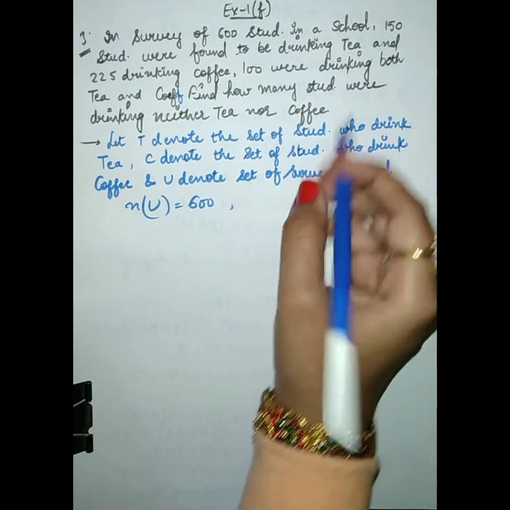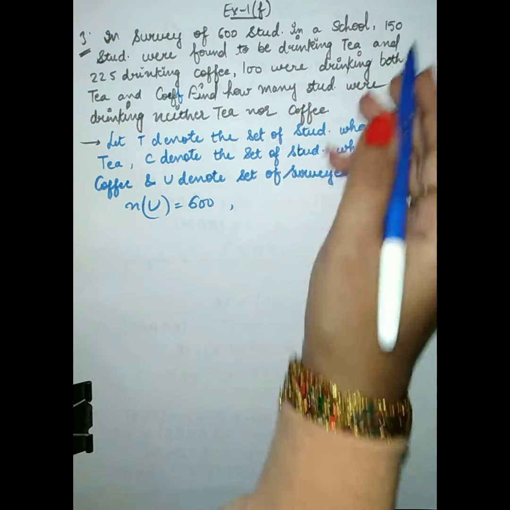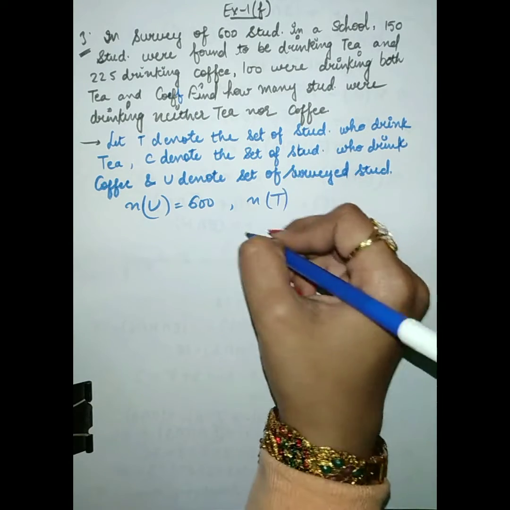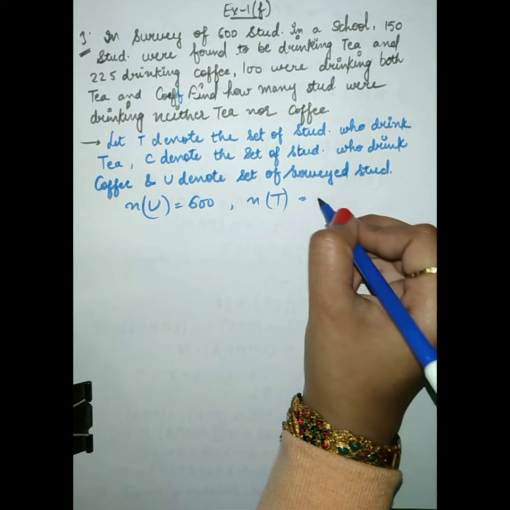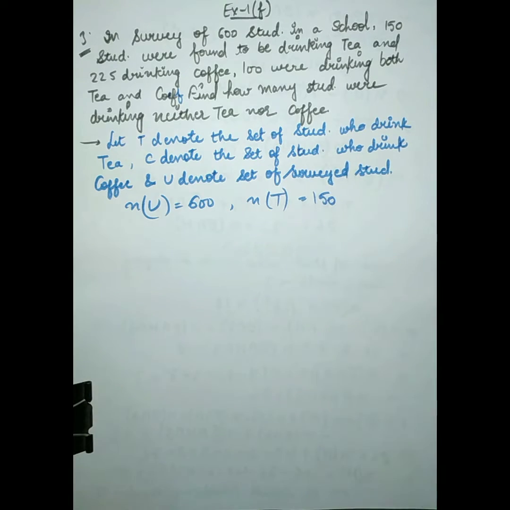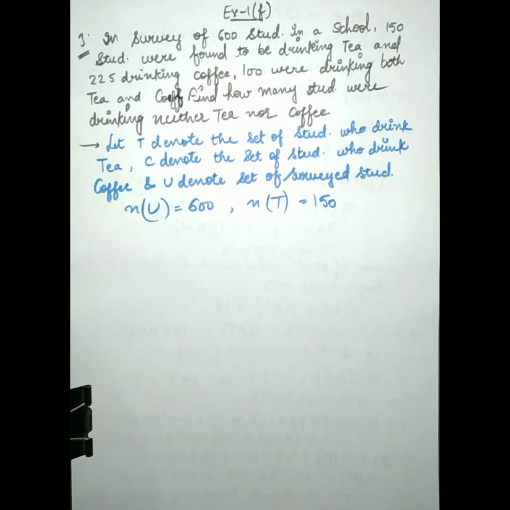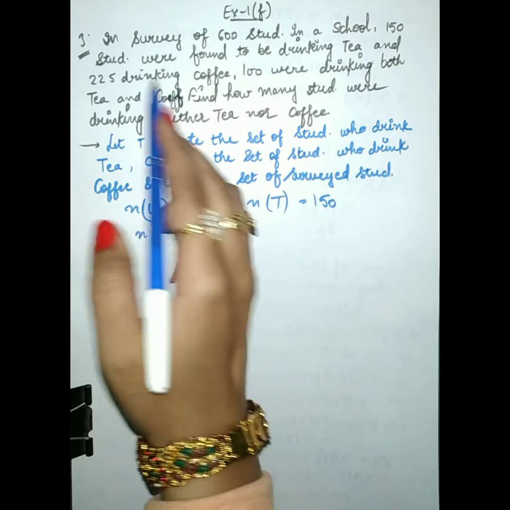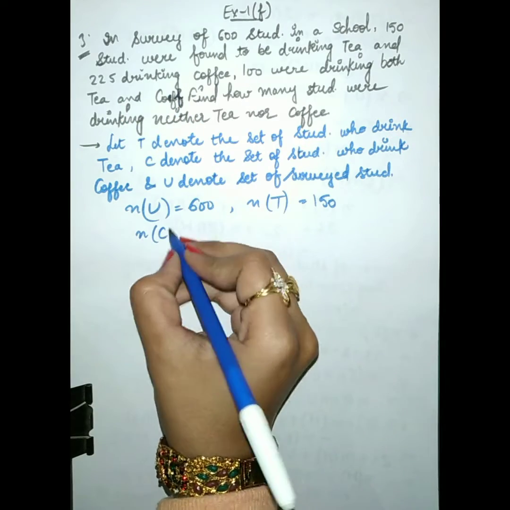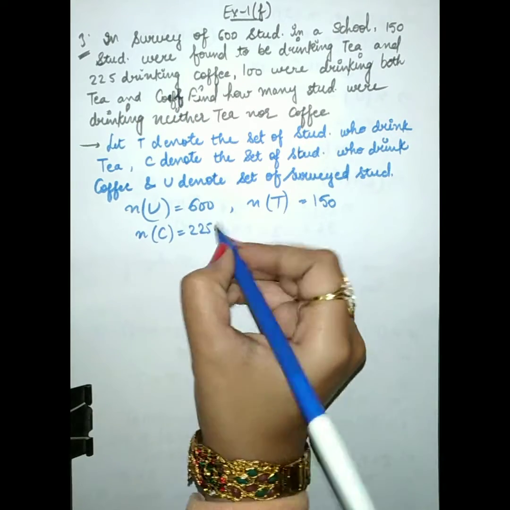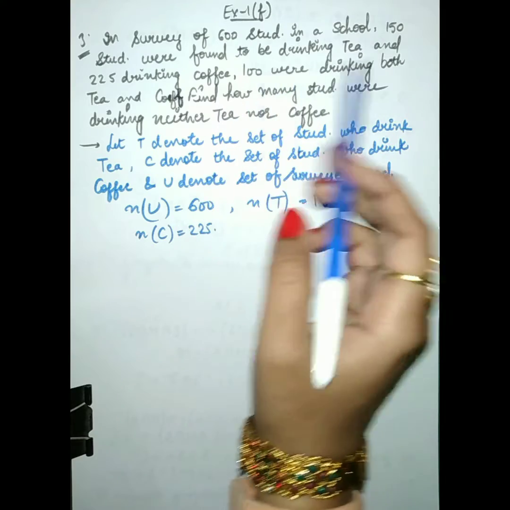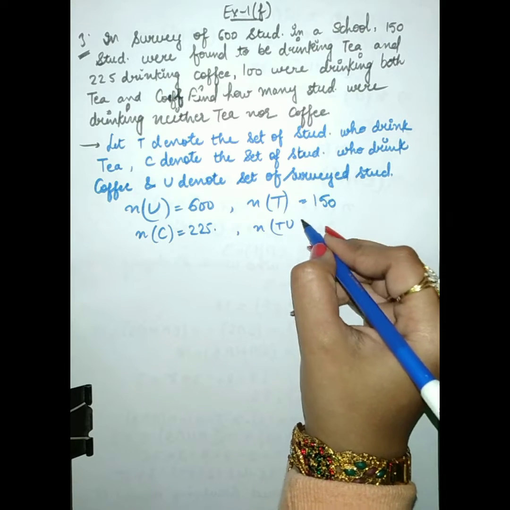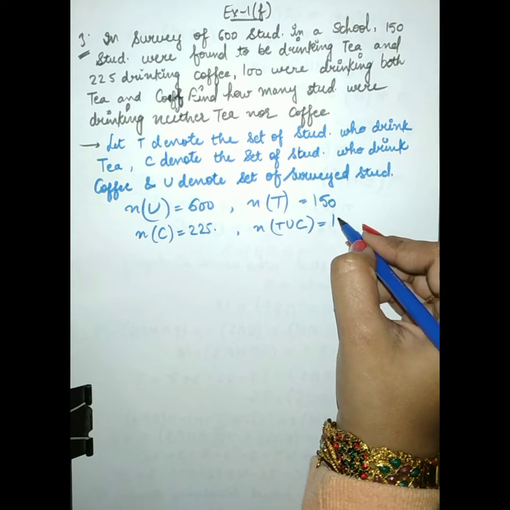Now the students found to be drinking tea is 150. That means the number of elements in T will be equal to 150. Now the number of students who drink coffee is 225, and 100 were drinking both tea and coffee. That means n(T intersection C) will be equal to 100.